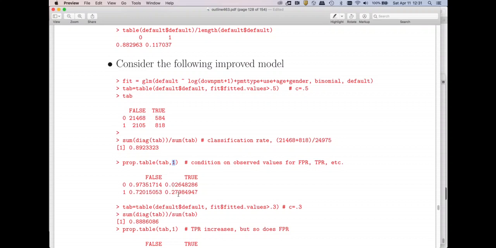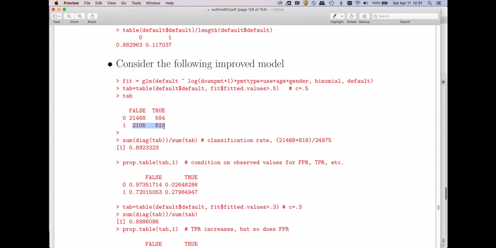As a quick example, if I look at all the true positives, so these are all the positives, the people who actually default, you've got 2105 plus 818.